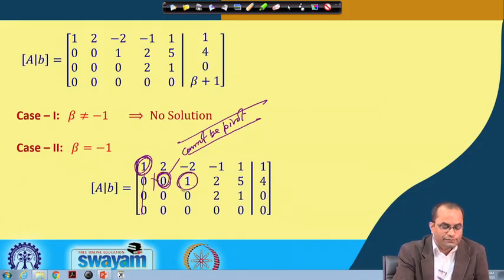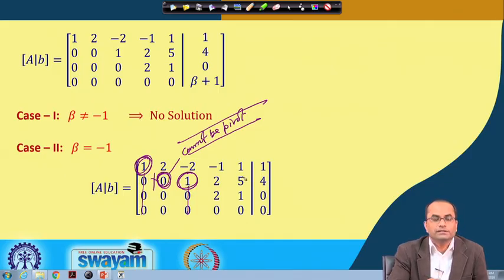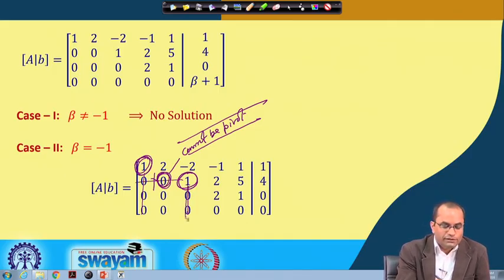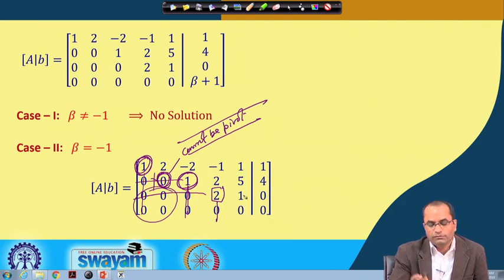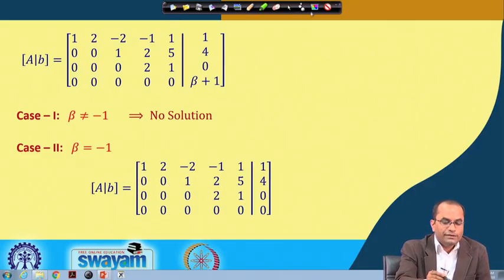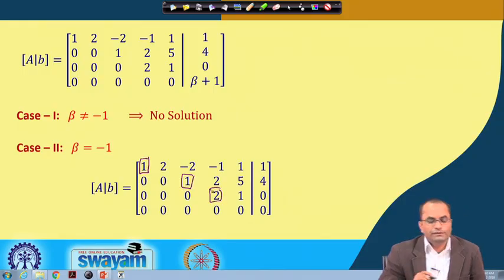Here we have a pivot, because it satisfies all the properties: everything to the left of this is 0, here 0 and here also 0. Coming to this one, this is also a pivot, here 0, here 0, and the last column also does not have a pivot. So, what do we have finally? We have one pivot here, one here and one here. So, 1, 2, 3, we have 3 pivots, and we have 5 unknowns. So, this is the case where we get infinitely many solutions.